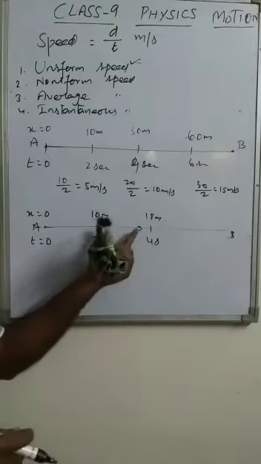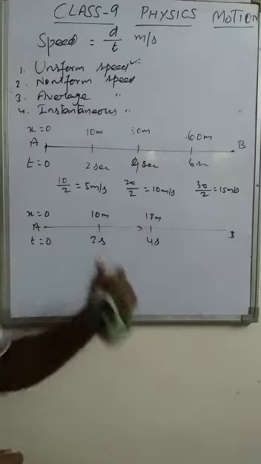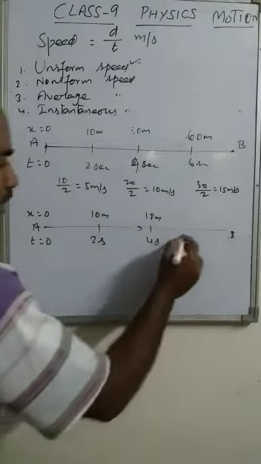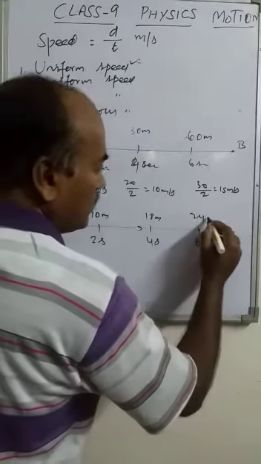meter. So how much is the change in position? Here the change in position is 10. Here the change in position is 8. And then it is 24 meter in the 6 seconds.